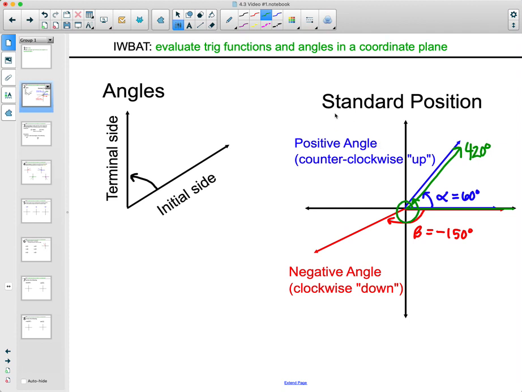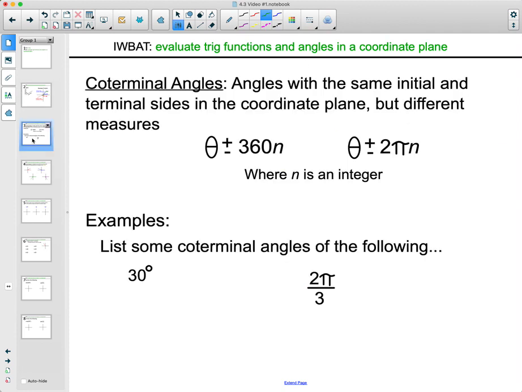You could also go backwards and get multiple different angles. What these are called is coterminal angles. They're angles that have the same initial and terminal sides in the coordinate plane, meaning they start at the positive x-axis, they end at the same spot, but they have a different measure due to rotating. And one rotation in degrees is 360, one rotation in radians is 2 pi. So as long as you're adding a full rotation, you're going to end where you started.